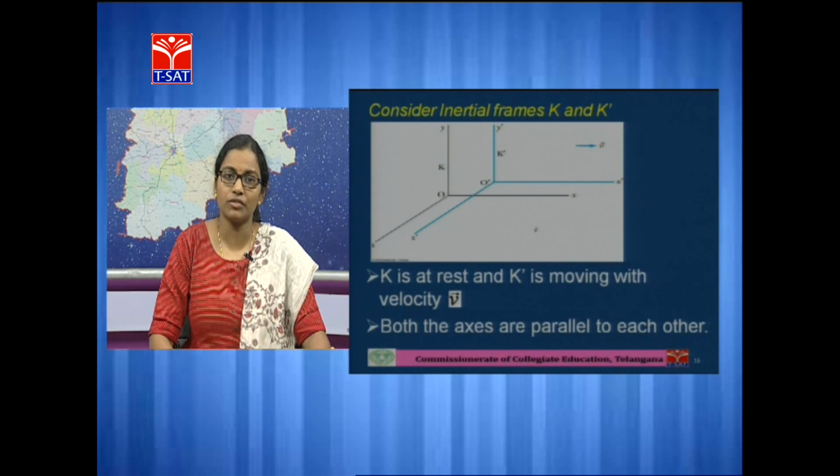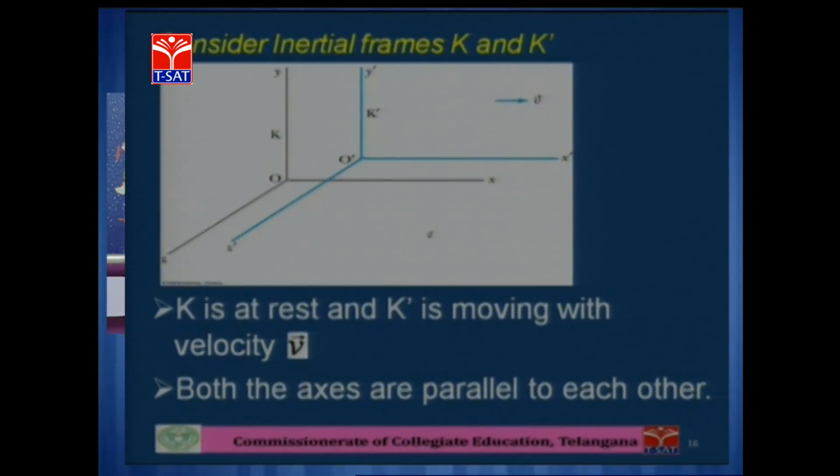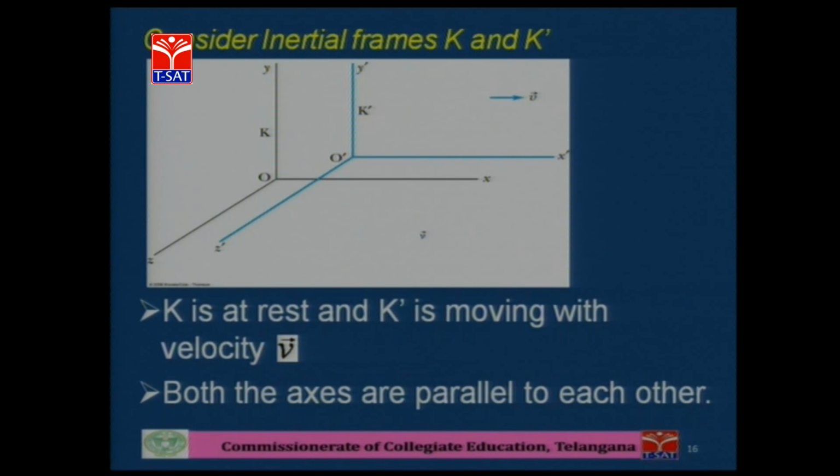When we consider inertial frames K and K dash, as we observe in this figure, we have represented two frames of reference, K and K dash. K is three-dimensional, with x, y and z coordinate axes, and similarly K dash has x dash, y dash and z dash coordinate axes. O is the origin for K and O dash is the origin for K dash. K is the frame which is at rest and K dash is the frame which is moving with a constant velocity V bar, as shown in the figure, with respect to K. Both sets of axes are parallel to each other, as we see in the diagram.